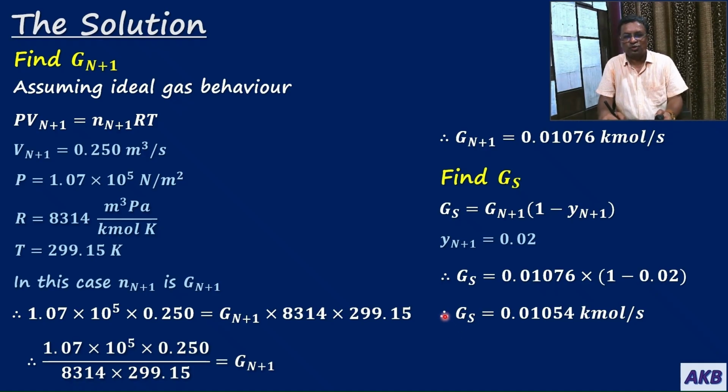So I hope now you know how to get Gn plus 1 in this particular numerical example, and then how to get Gs. If you have any doubt, please mention that in the comment section. Let us move ahead.